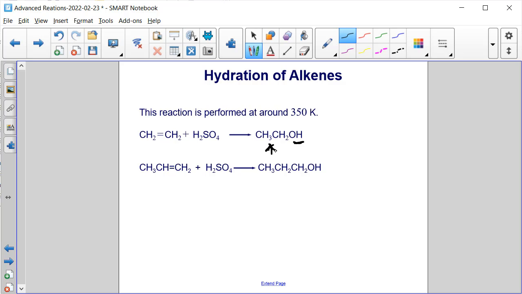Same thing in the second example. We just have a longer chain to start with. So CH3, single bonded to CH, double bonded to CH2. We're going to use H2SO4 to hydrate this double bond. So we're going to break the double bond. We have a single bond. We're going to add one hydrogen here. And so now we have CH3, single bond, CH2, single bond, CH2, and then single bonded to the OH for our hydration of that double bond.